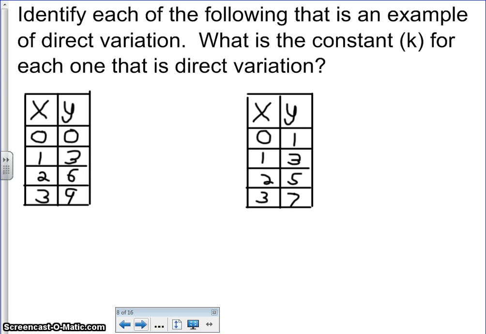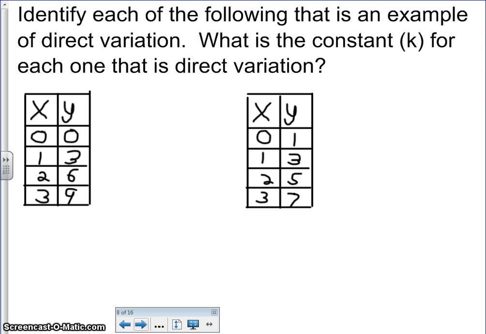Okay, sometimes on the SOL test, they'll give you a couple of tables. Identify each of the following that is an example of direct variation, and what is the constant k for each one that is a direct variation. Hit pause and figure this question out.